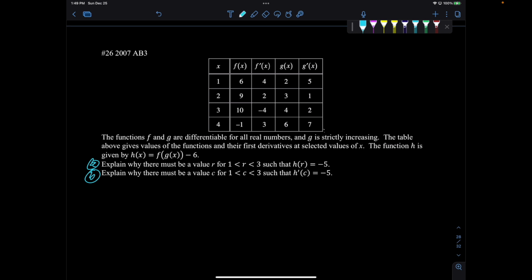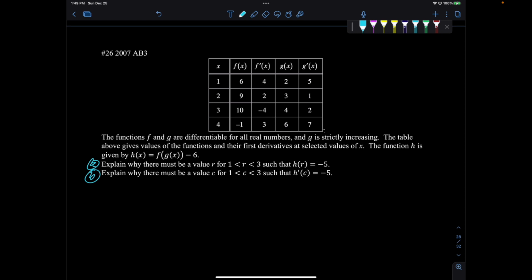So if you are given h and asked about h, it's almost always going to be intermediate value theorem. So like if you stay on the same level as the function, you're going to be using IVT most of the time. If you're down one level, so if you are given h and asked about h prime, it's almost always going to be MVT. So for A, I'm thinking this is an IVT problem, which means I need h of x to be continuous.